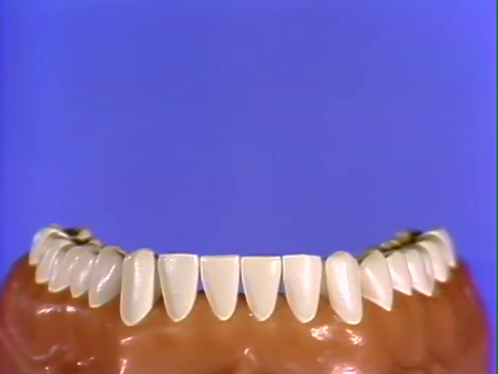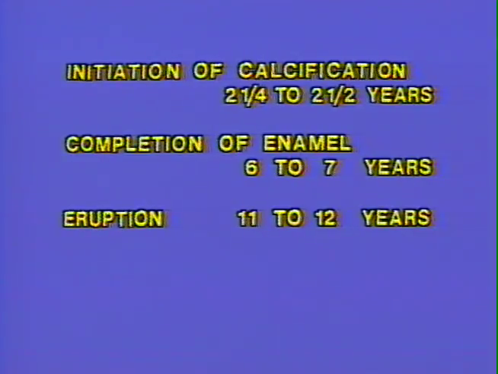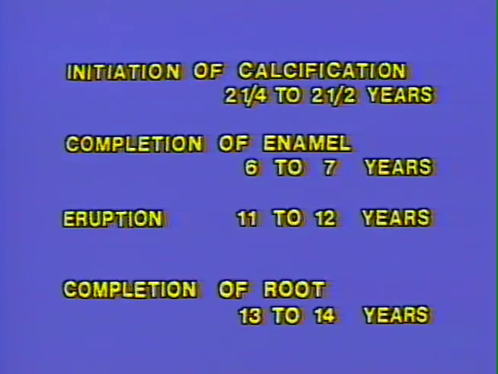The mandibular second premolar has a generally larger crown and slightly larger and longer root than the first premolar. The first evidence of calcification of these teeth is between 2 1/4 and 2 1/2 years. The enamel layer is completed between the 6th and 7th year, with eruption usually occurring between years 11 and 12. Root formation is completed between the 13th and 14th year.